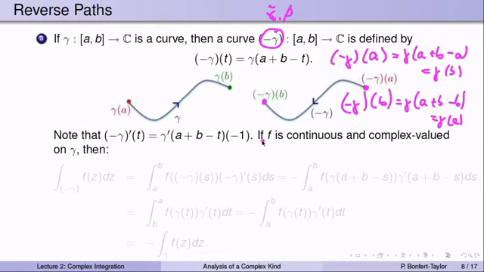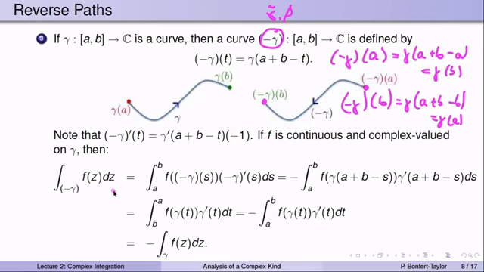If f is a continuous function that's complex valued on gamma, what happens when I integrate it over minus gamma? The integral over minus gamma, f of z dz, by definition, is the integral from a to b, f of minus gamma of s, minus gamma prime of s ds. And then you can go through what I wrote down here to find out it's actually the negative of the integral over gamma, f of z dz. So if you integrate a function over a reverse path, the integral flips its sign as compared to the integral over the original path.